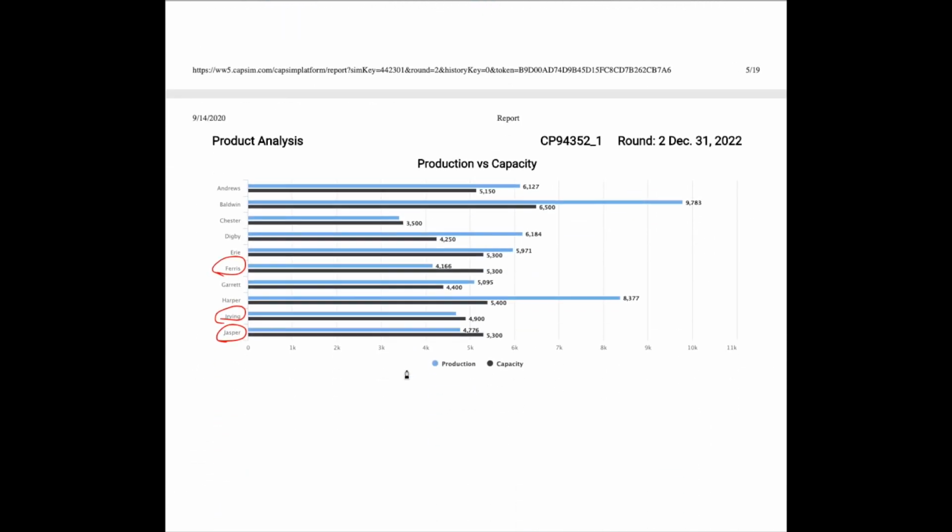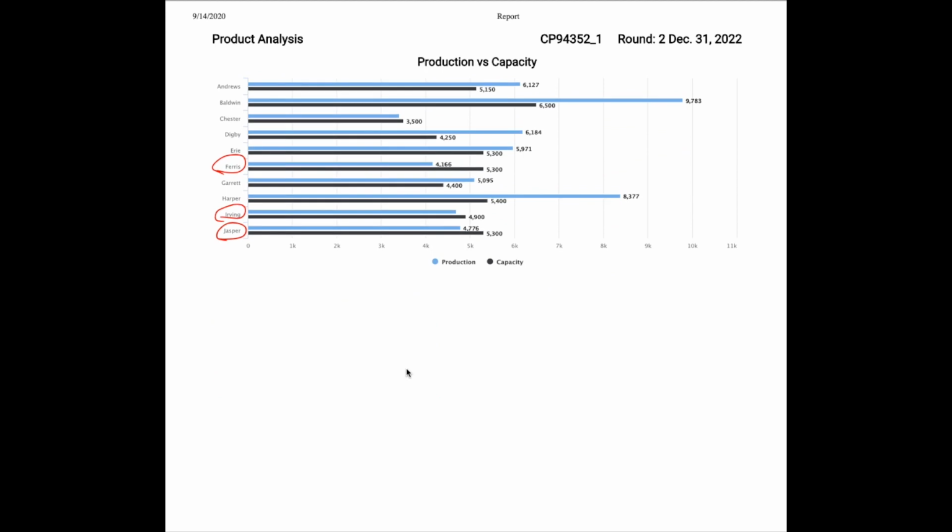All right, we go to the next page, the product analysis. Compared to this round and last round, I'm very glad to see some of the teams did a very good job utilizing their capacity. But here I want to point out 3 teams: Team Fairies, Orion, and Jasper. You need to pay a little bit of attention because you still have this much capacity left that you potentially did not fully use.